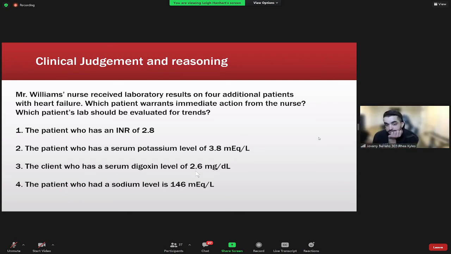The digoxin level. So when we talk about immediate attention, what is going to cause the most harm to a patient? And we see the potassium's 3.8 and INR 2.8, and the patient has a sodium of 146. So we know that a serum digoxin of 2.6 is extremely high, okay? So when we talk about which one is going to warrant immediate action, it's the one that's going to put the patient in most jeopardy. Which one should you evaluate for trends?